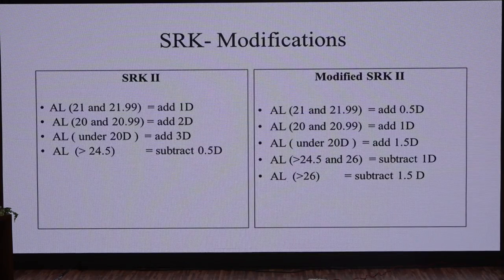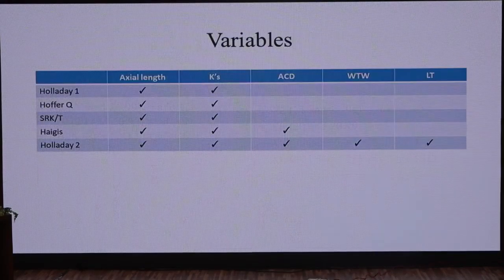So what are the modifications that have been done in this SRK formula? As we have already discussed, for a shorter length you calculate a weaker IOL power, and for a longer axial length you calculate a stronger IOL power. So if the axial length is less than 22 millimeter, you need to add something to what you are calculating in your SRK formula, and if the axial length is more than 24.5 millimeter, you have to subtract, so that you are calculating your correct IOL power. These are the modifications in the SRK and the modified SRK2 formula.